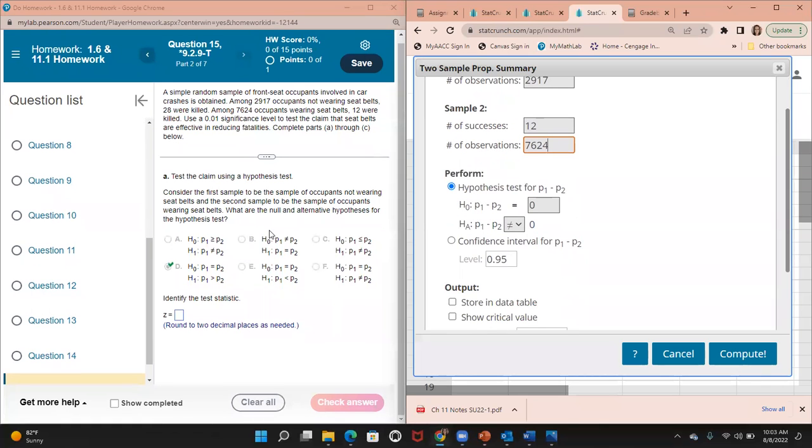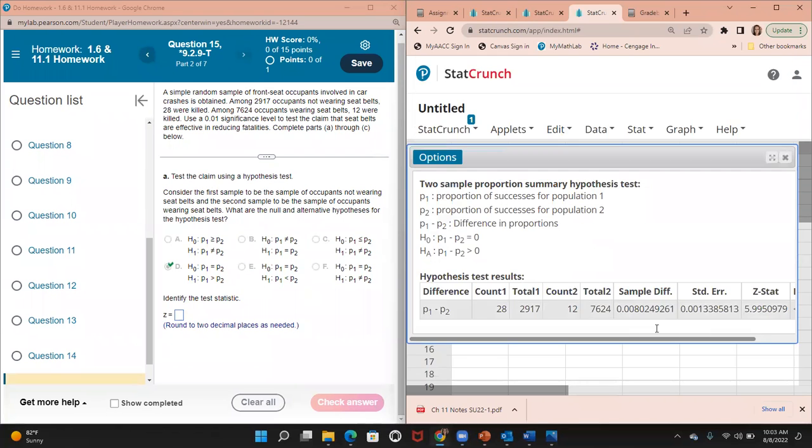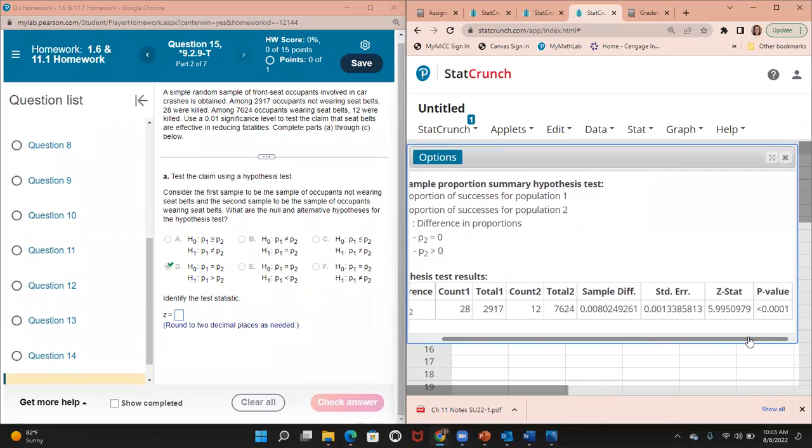Okay, and now we set our hypothesis test. We have P1 minus P2 equals 0, and the alternative, P1 minus P2, should be greater than 0. That's the same exact thing that we wrote there when we selected D. It's just that it's set equal to 0. So same thing. And then we can go on over here and take a look at the Z-stat.